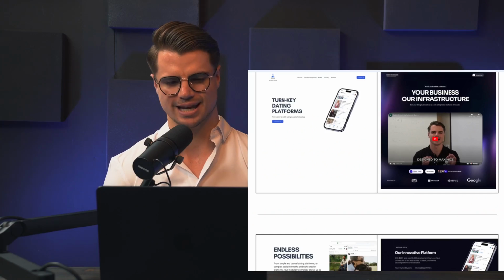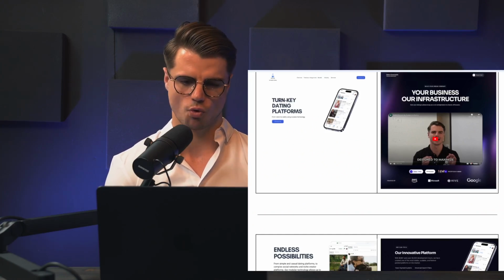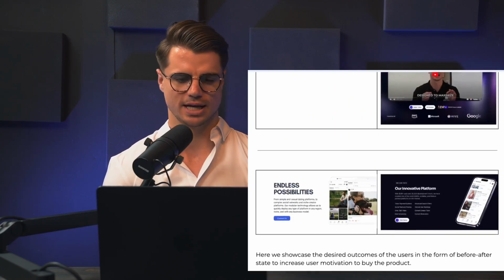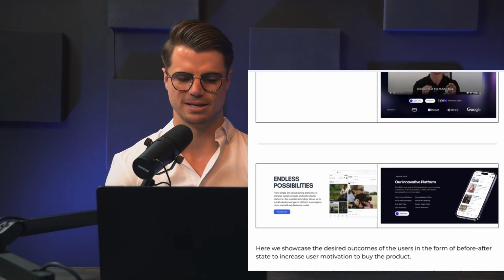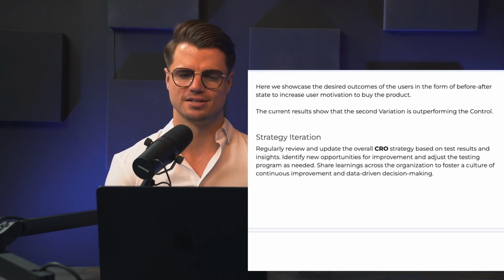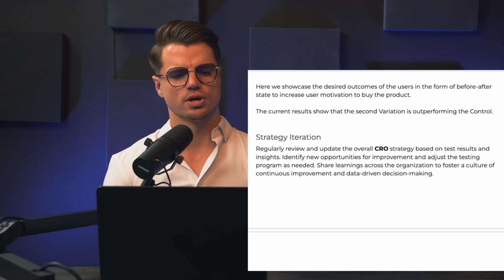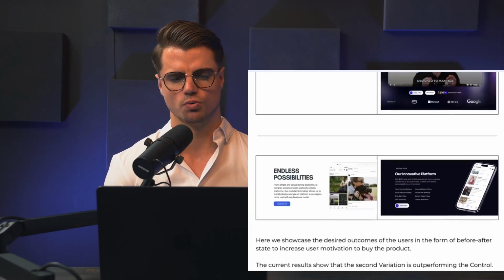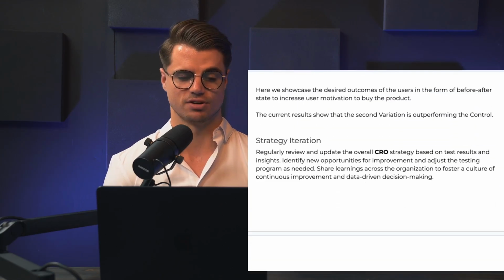people want to see that they can already have their dating app or their product in a turnkey system format, without having to go and raise millions of dollars to build their dating app. Endless possibilities for them to see how many different products can actually be created. And here we showcase the desired outcome of the users in the form of, again, before and after states. So the current results show the second variation is outperforming the control. That's what we basically saw when we were running these tests. Okay, as of current update.